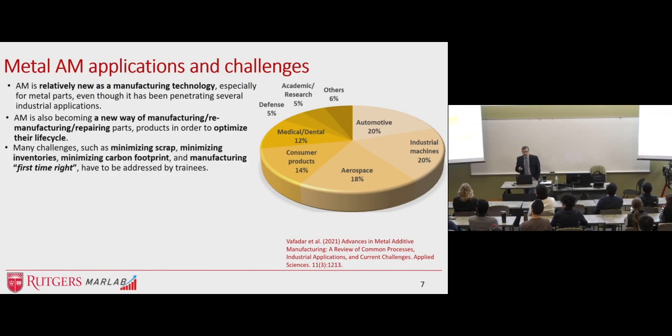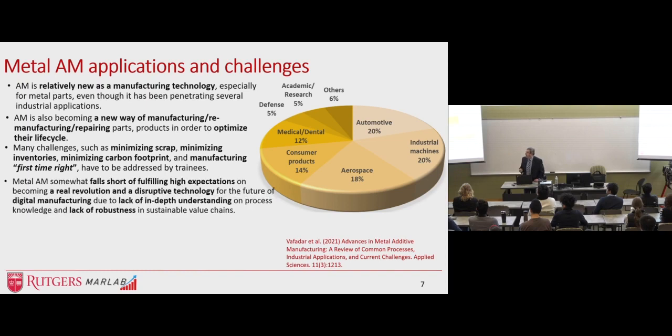So it is a disruptive technology, and many challenges, however, still exist because a lot of scrap parts are also made with metal AM. Not as much as CNC machining, because CNC machining is a more mature technology. So you can actually minimize scrap, minimize inventories, minimize the carbon footprint, and manufacture first time right by addressing those challenges. Also, metal AM somewhat falls short on fulfilling those high expectations.